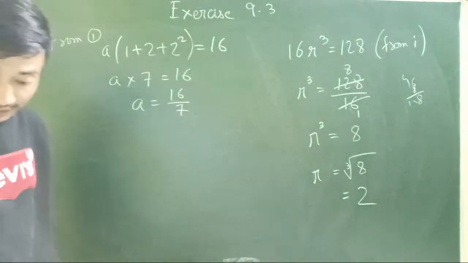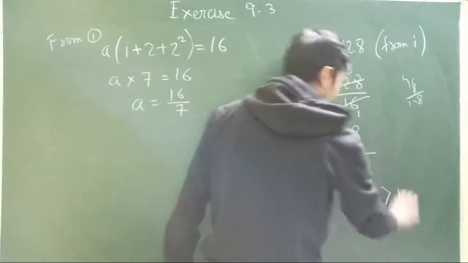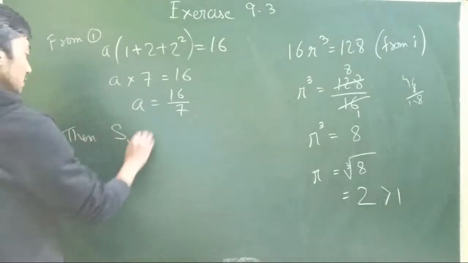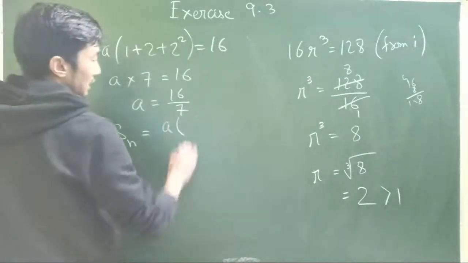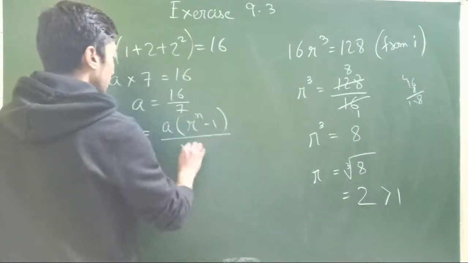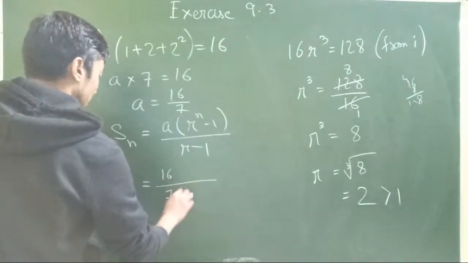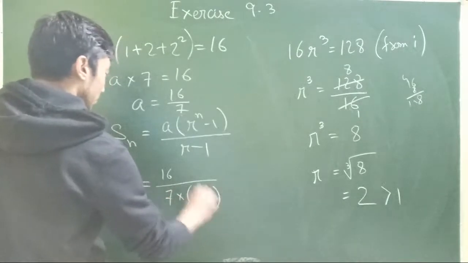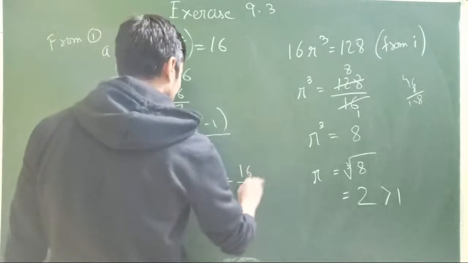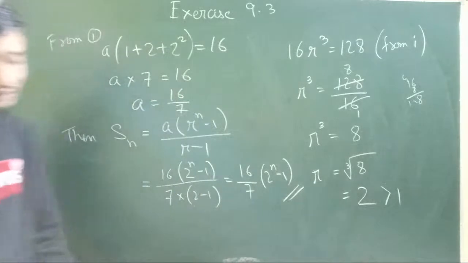Alright, then the next question is to find the sum to n terms of the GP. So here the R value is of course greater than 1. So let's find the sum to n terms of the GP. I'll write down the formula once again: A into R power n minus 1 divided by R minus 1, since R is greater than 1. So A value 16/7 into 2 power n minus 1 divided by 2 minus 1. So that's going to be 16/7 into 2 power n minus 1, because 2 minus 1 is 1. So that's done. Job done.